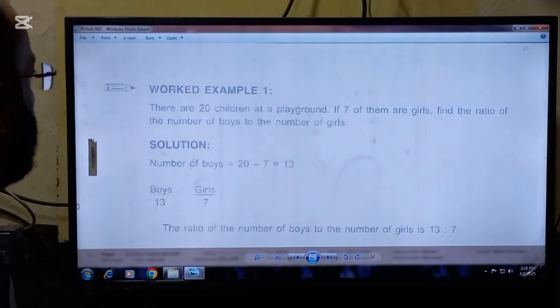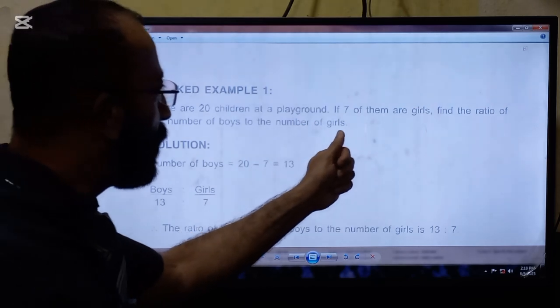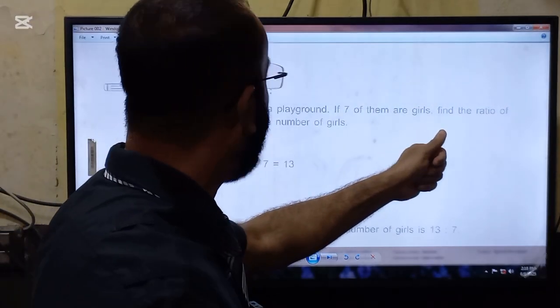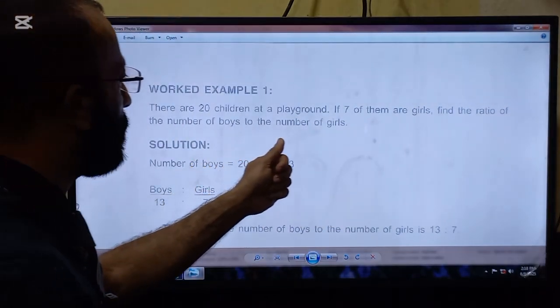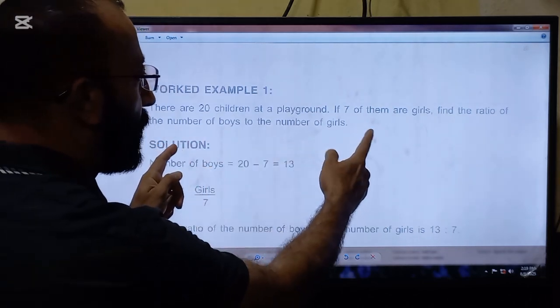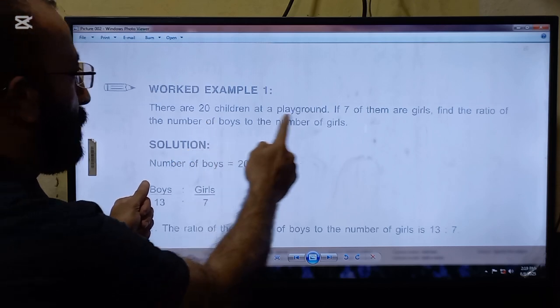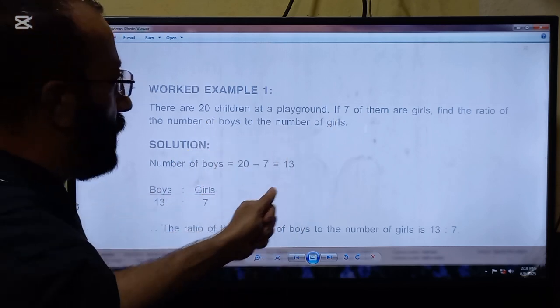Another example is here. There are 20 children at a playground. If 7 of them are girls, find the ratio of the number of the boys to the number of the girls. So total children are given and girls are given. So first we will find the number of the boys. That will be 20 minus 7. So 13 are the boys.